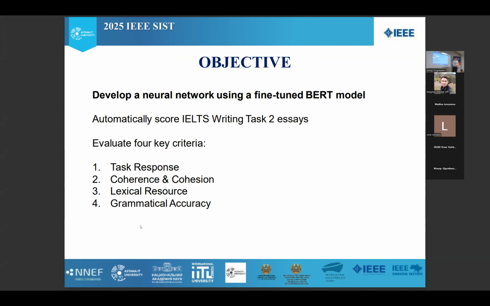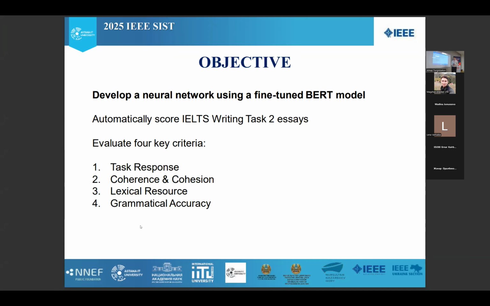The main objective is to develop a neural network using Python and BERT. We used this model because there was a need for a transformer model to understand the semantic meanings of the essay, because essays may differ by topic, like advantage, disadvantage, maybe problem solving, and so on. So there was a need to use a transformer model.